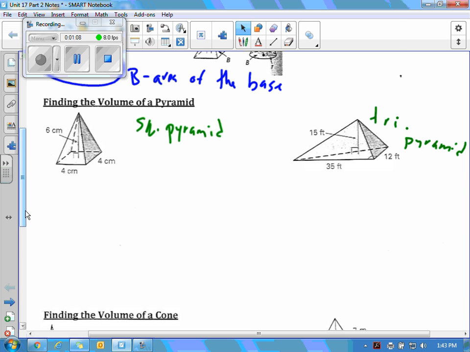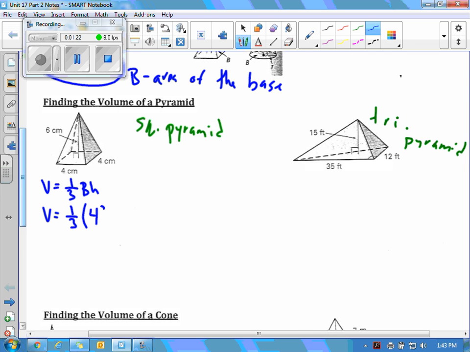So let's look at our first one. We have volume equals 1/3 area of the base times the height. So 1/3, and our base in this case is a square. To find the area of a square, we just do side squared, or 4 squared in this case. And our height, which goes from the point down to the base, is 6. The order of operations tells us to do 4 squared first, which is 16, and then we need to multiply that by 6.